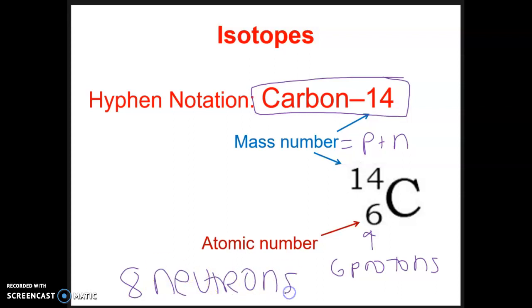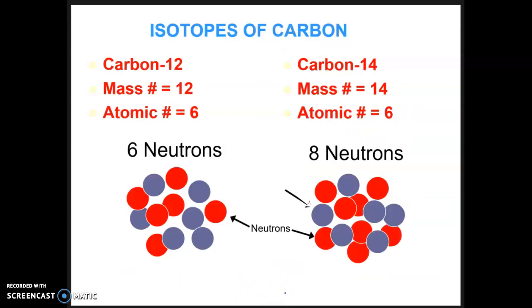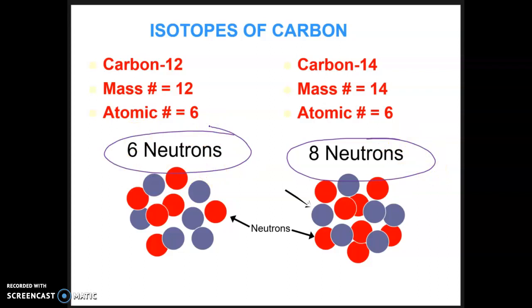Carbon actually has 3 isotopes. There's carbon-12, carbon-13, and carbon-14. And what's different is the number of neutrons. They're all carbon, so they all have 6 protons, but they have different masses, so they have different neutrons. And then remember, electrons don't play into mass because they are so small.